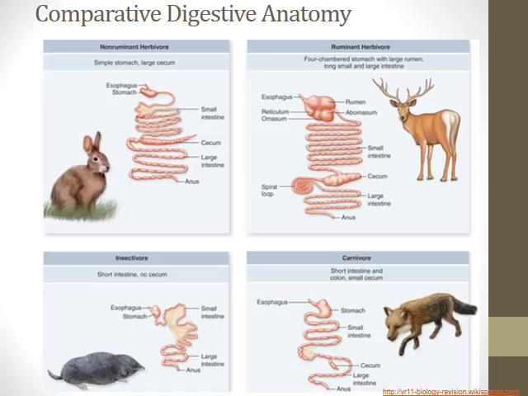Now down below we have two different types of animals: an insectivore on the bottom left and a carnivore on the bottom right. This little mammal, the insectivore, has a very short intestine in general with no cecum. And the carnivore has a simple stomach with a very short intestine, colon, and a small cecum. This is because carnivores consume predominantly meat with some fat in it, and they try to pass that meat as fast as possible so they can stay nimble and quick.